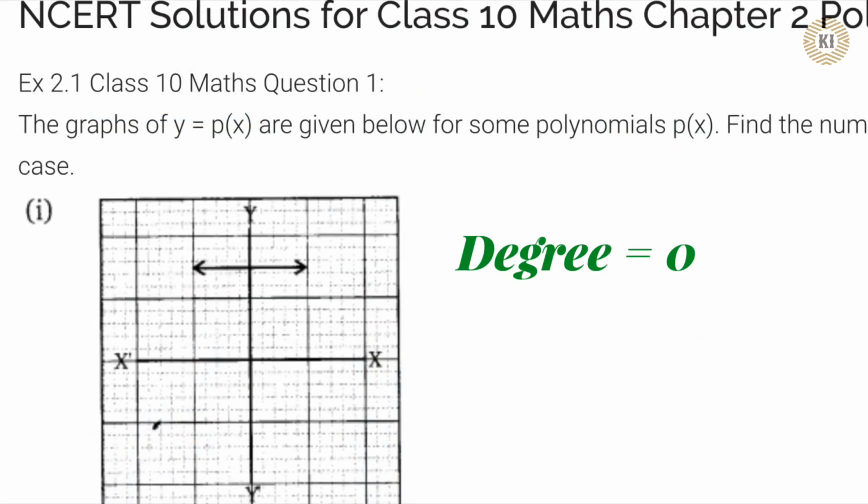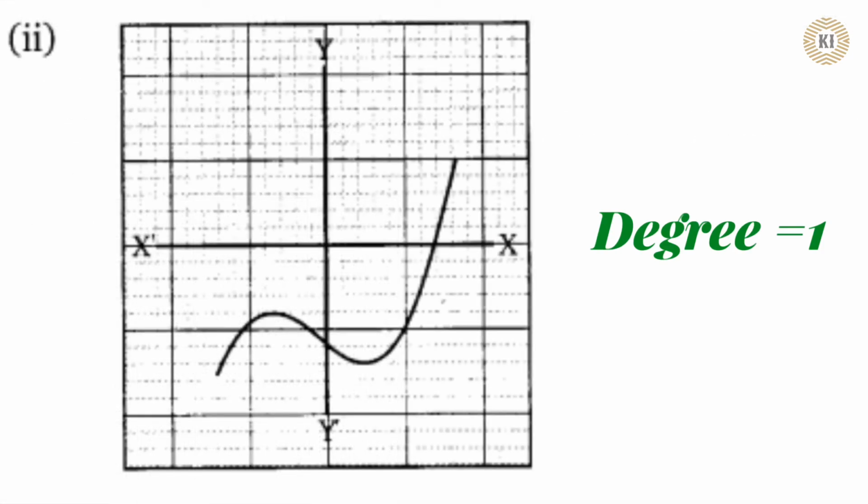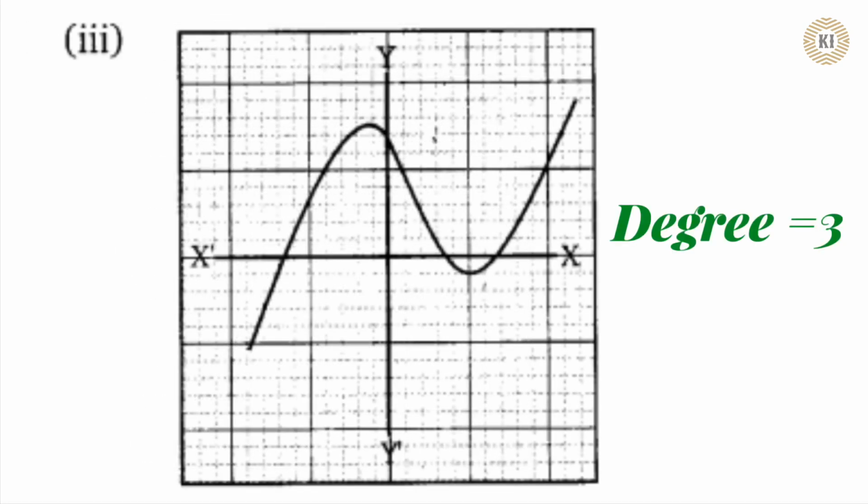One question I have taken from NCERT exercise 2.1 to make you understand the same concept. See, in the first case, you have to tell how many zeros there are of the graph or of the polynomial. It is not cutting the x-axis, so it is not having any zero and degree is 0. Next one is cutting the x-axis at 1 point, so its degree will be 1. Third one, it is cutting the x-axis at how many points? 1 point, 2 points, 3 points. 1 on the negative side, 2 on the right hand side or the positive side in the first quadrant. So its degree will be 3.